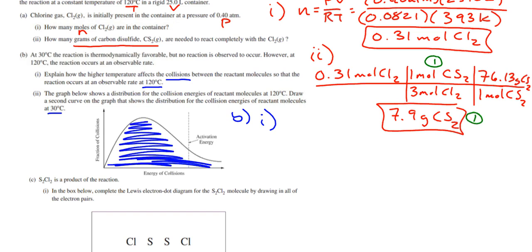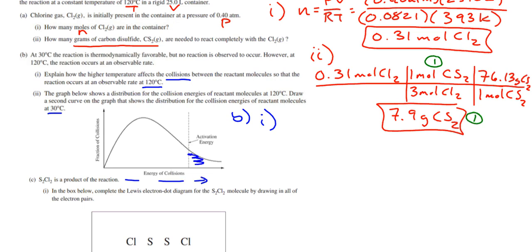Okay? So what you need to understand is that it says the energy of collisions. So as we're going over, the collisions are gaining more and more energy. And this is the fraction of collisions. So this is where this is the greatest number of collisions at this energy. So you can see right here, that's the number of collisions that actually are at the activation energy and after.